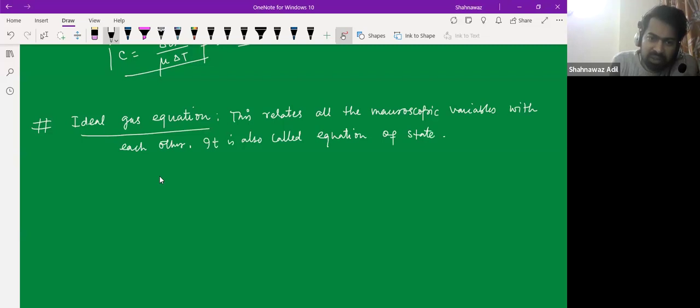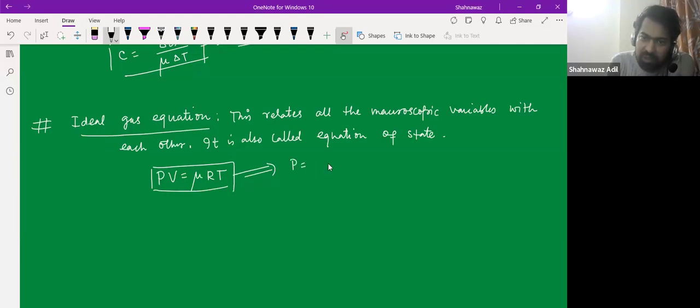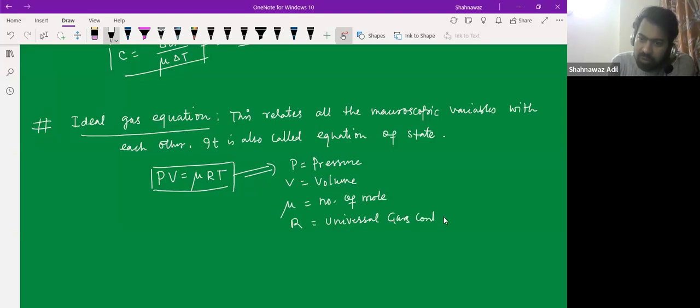So how do we write this? This is PV equals mu R T, right? Where P is pressure, V is volume, mu is the number of moles, R is the universal gas constant, and T is temperature.